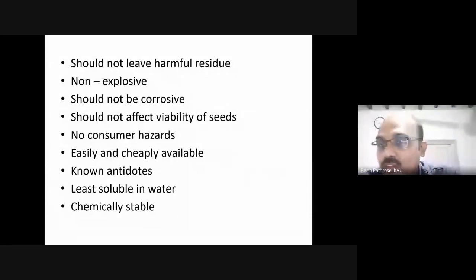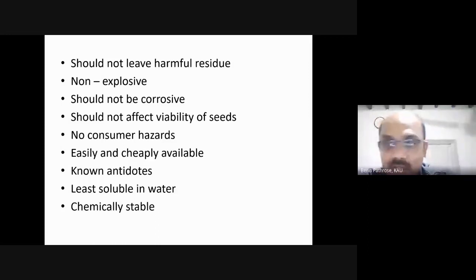For seed technology students, whatever fumigant we use should not destroy the viability or germination of the seeds. For grains, it's not an issue. For seeds, it should not affect viability. It should not possess any consumer hazards related to residue. It should not leave any residue. Easily and cheaply available, that is one thing.